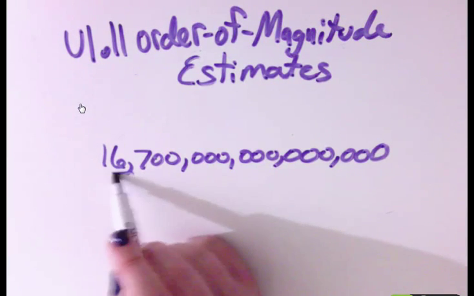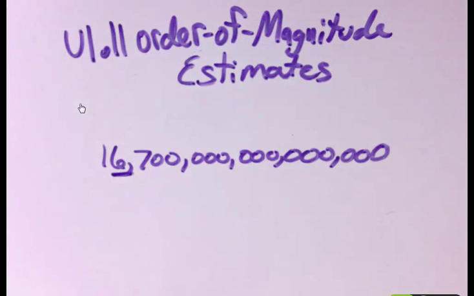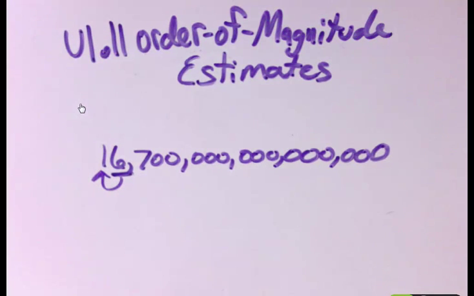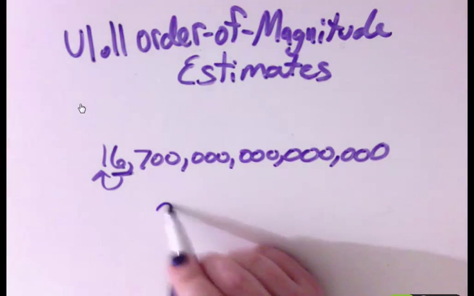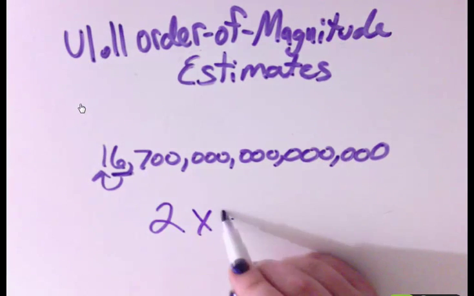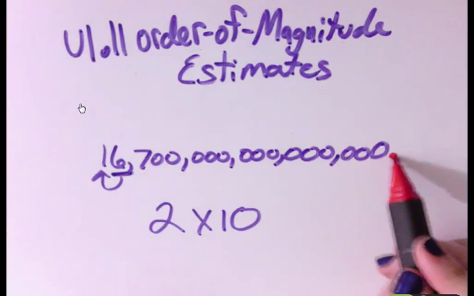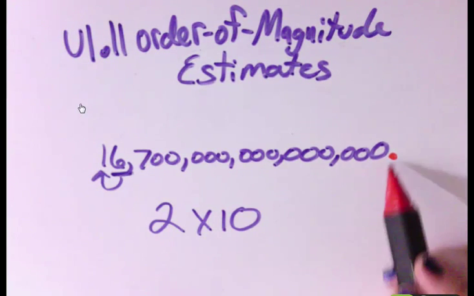So if you look here, we have a 6, which our normal rounding says if it's higher than 5, it goes up. So the 6 is going to cause this 1 to increase. So we're going to make that 2 times 10, and now we have to do our exponent. So we have to start at our decimal point and figure out how many places we moved it.